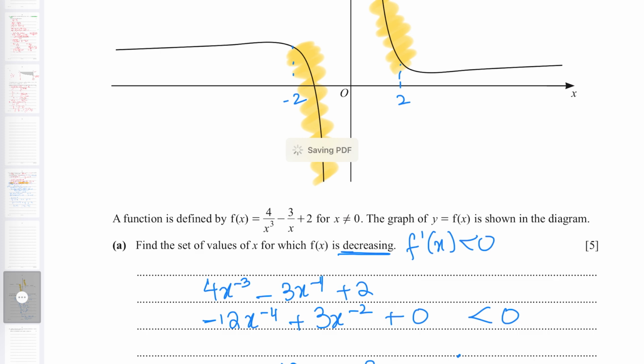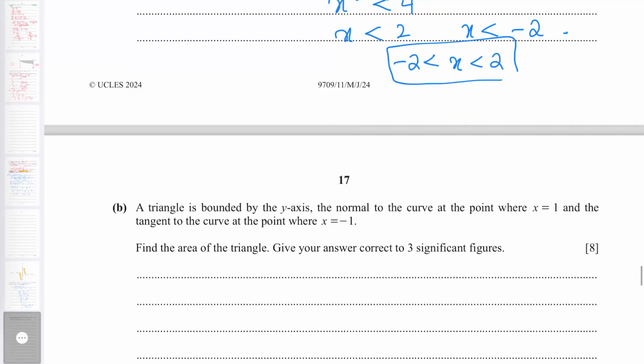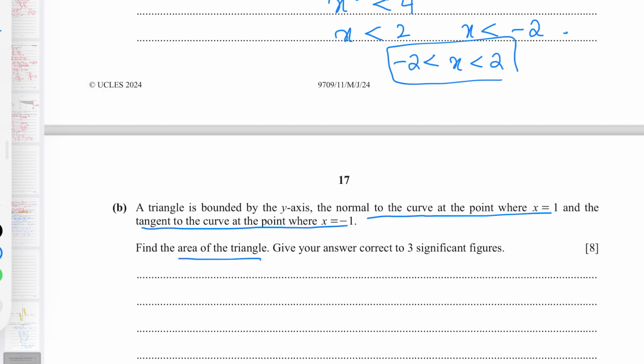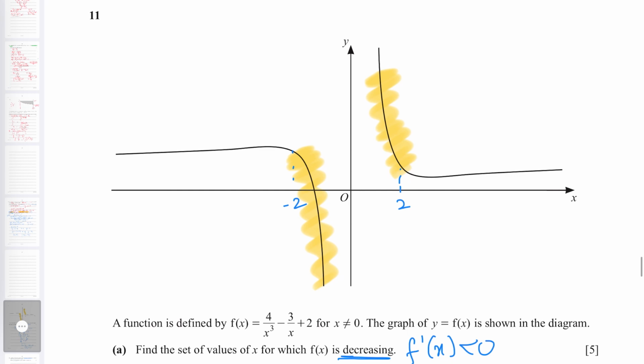Now let's look at the next part of the question. The next part of the question says a triangle is bounded by the y-axis, the normal to the curve at the point where x equals 1, and the tangent to the curve where x equals minus 1. Find the area of the triangle. Okay, let's draw this on the diagram. Normal when x is 1, tangent when x is minus 1.